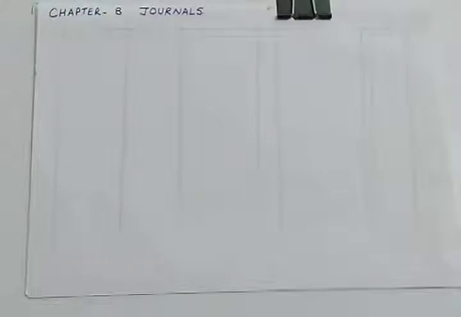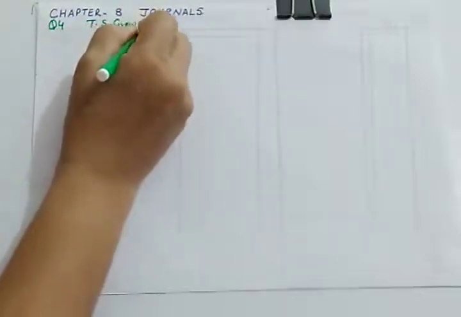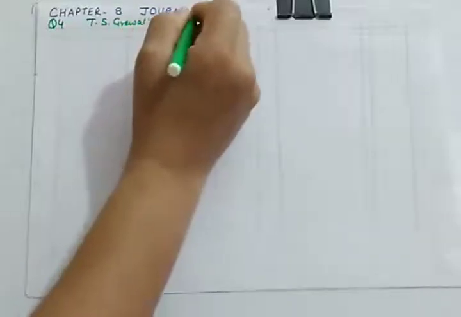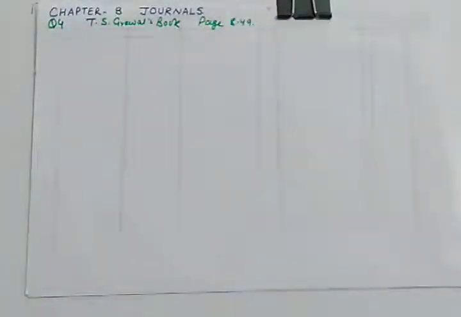So I have made this format. So I'll be reading the transaction. You also open question number 4 of T.S. Grewal's book, page number 8.49. So we'll be learning how to make the journal entry of these transactions.